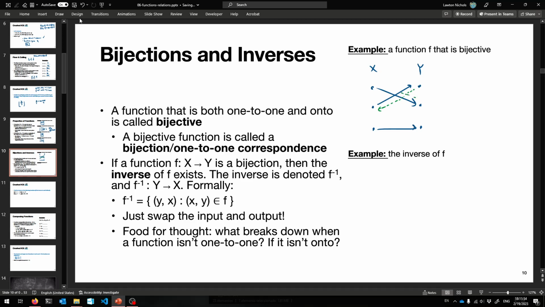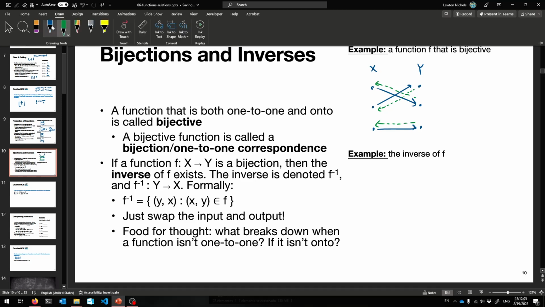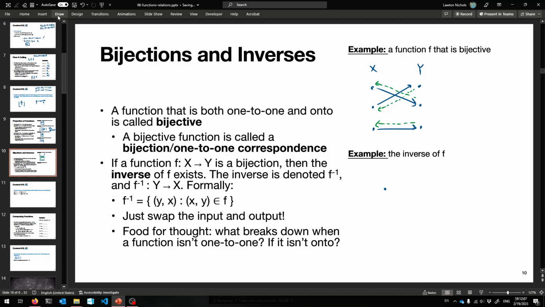Inverse of f. Go backwards, because you can always go backwards. It's always well-defined to do that. All right? So the inverse of f, if you wanted to write it out separately, here's x and y again. The inverse of f goes in the opposite direction. It's going to be like this.